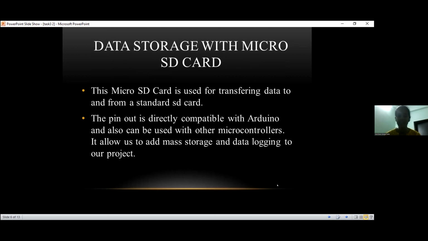So first, it has been interfaced with an Arduino. It can also be interfaced with a microcontroller, but we have chosen Arduino here. And we can add a lot of storage to it. We all know how much data storage can be accessible to a memory card. So with that, we can add mass storage to it, and data can be logged at any point of time, or in any situation.